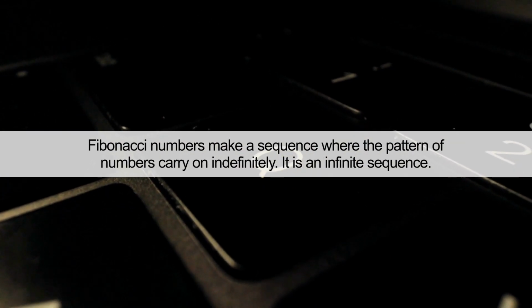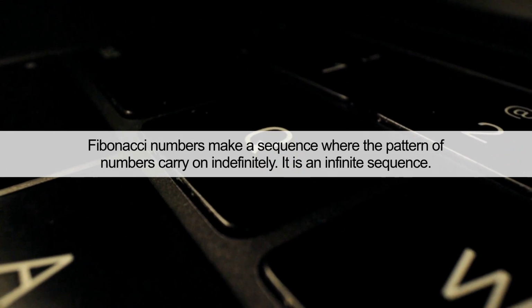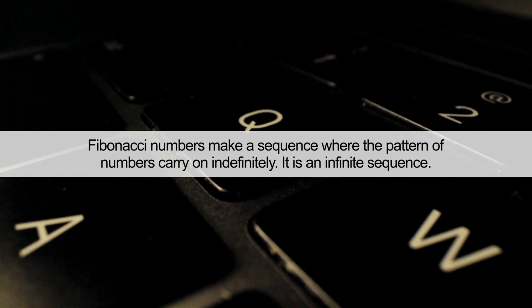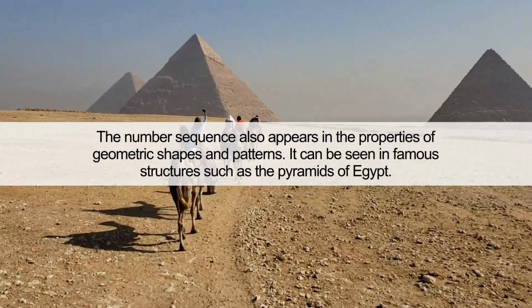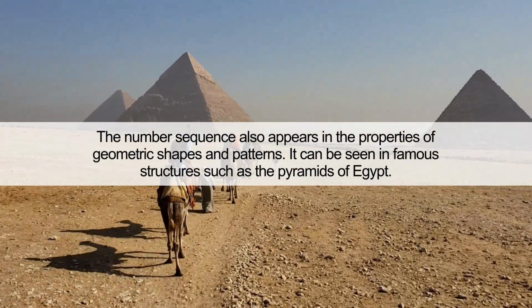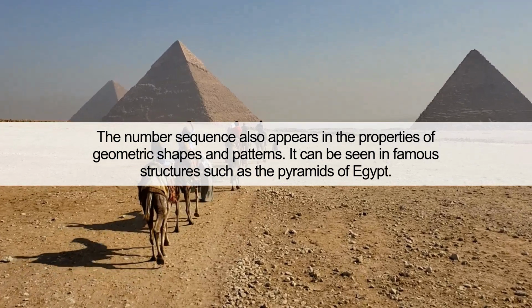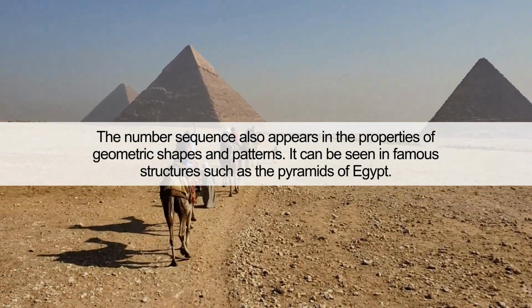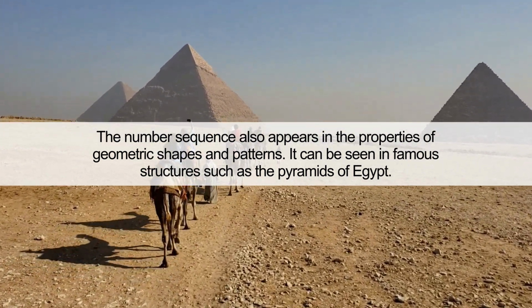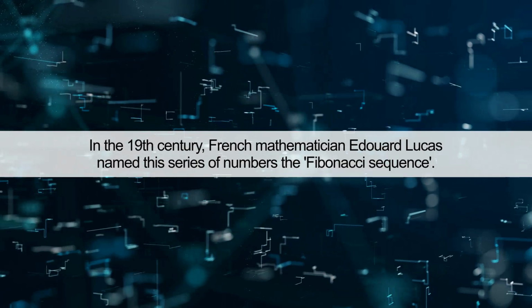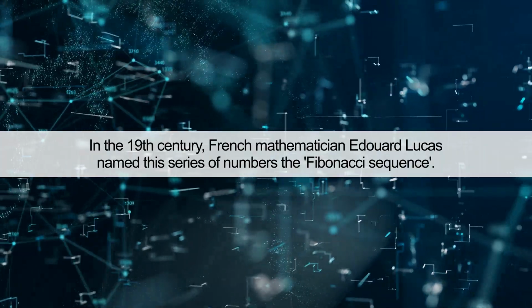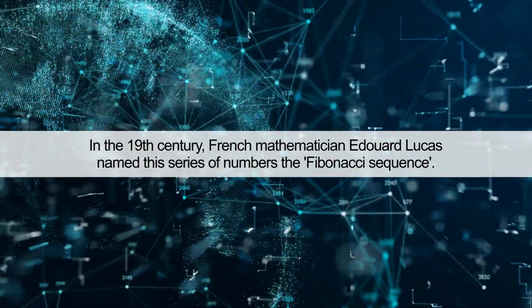Fibonacci numbers make a sequence where the pattern of numbers carries on indefinitely. It is an infinite sequence. The number sequence also appears in the properties of geometric shapes and patterns. It can be seen in famous structures such as the pyramids of Egypt. In the 19th century, French mathematician Édouard Lucas named this series of numbers the Fibonacci sequence.